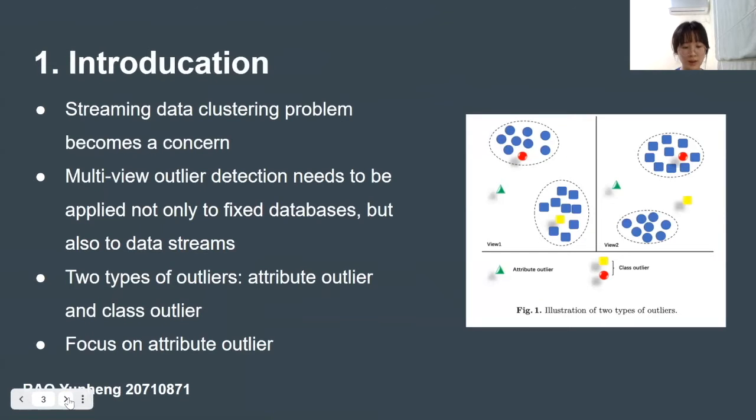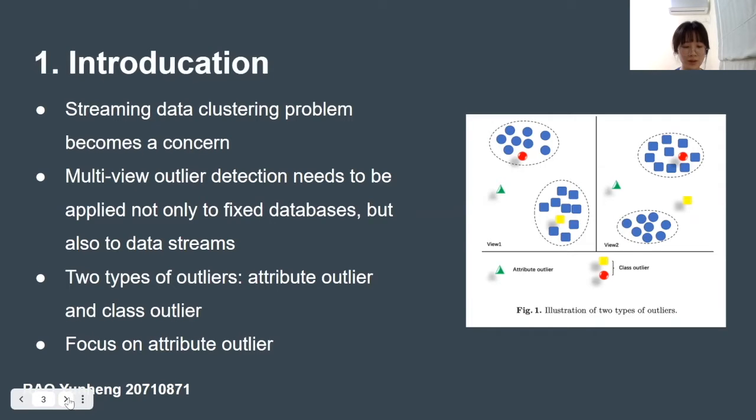Multi-view outlier detection and clustering of data streams are both hot topics nowadays. The stream data clustering problem becomes a concern for us because it's a prerequisite that we can deal with streaming, data summarization, and outlier detection. In addition, as the size of data stream grows, the number of outliers will also increase. It's a must for us to detect these outliers so that we can use data better.